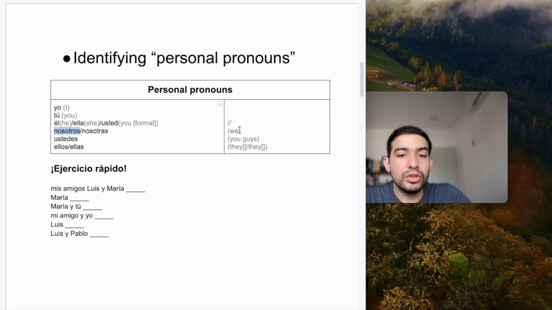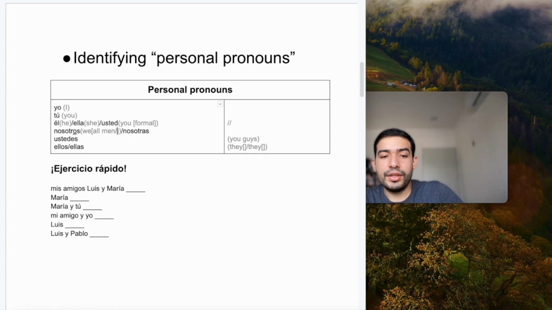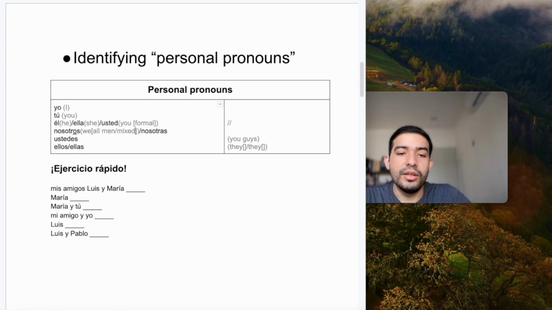Nosotros. Nosotros means we. But if it ends in os, like nosotros, as you can see here, that's we if we are all men, right? Or if it's a mixed group of men and women. Nosotras, that's we, but that's we when it's all women. And this is nosotros and nosotras, which mean we.